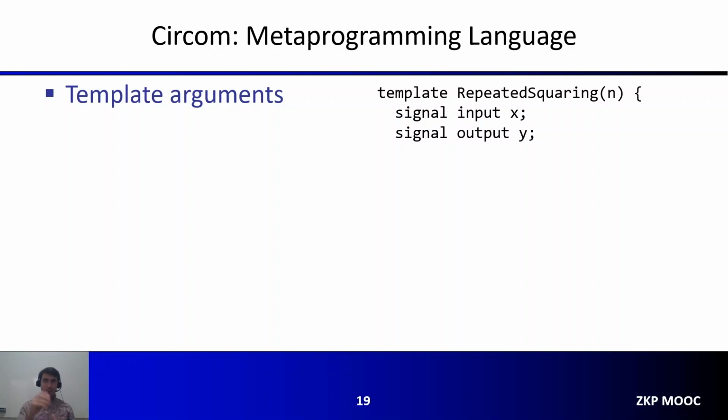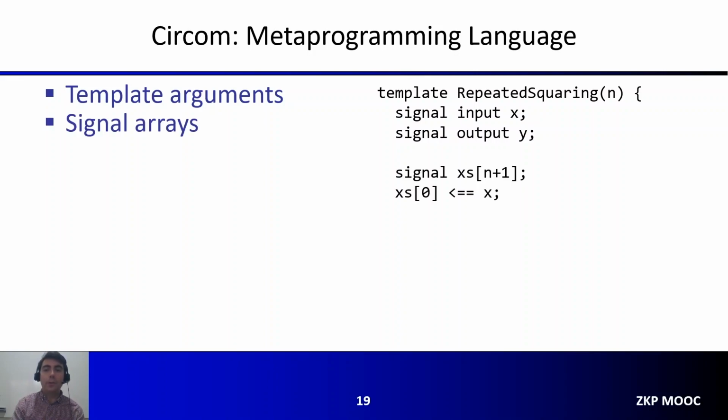And so the first thing that we see in this example is a template argument, n. It's an argument to the template itself. The thing to remember about template arguments is that template arguments are fixed at compile time. So whenever we run the compiler, we're going to specify a value of n, saying that we want to generate a circuit that checks, for example, 1,000 squarings. You can do a lot of things with these template arguments because they're known at compile time.